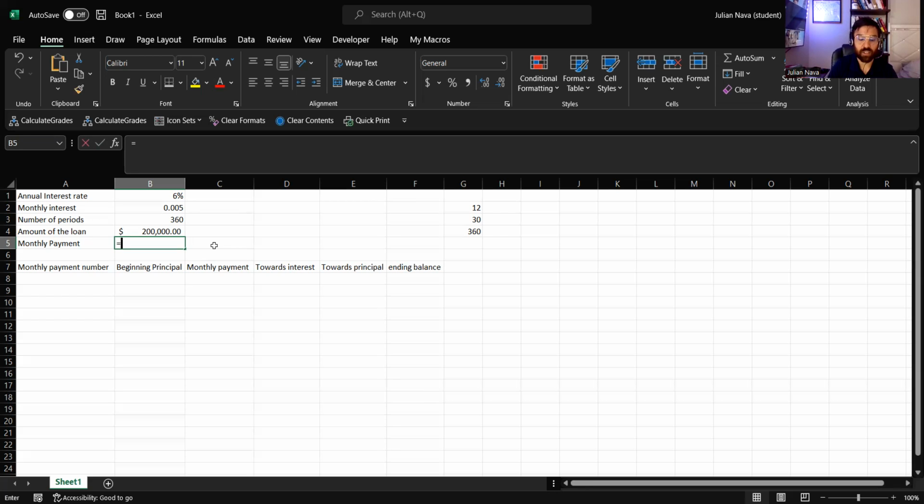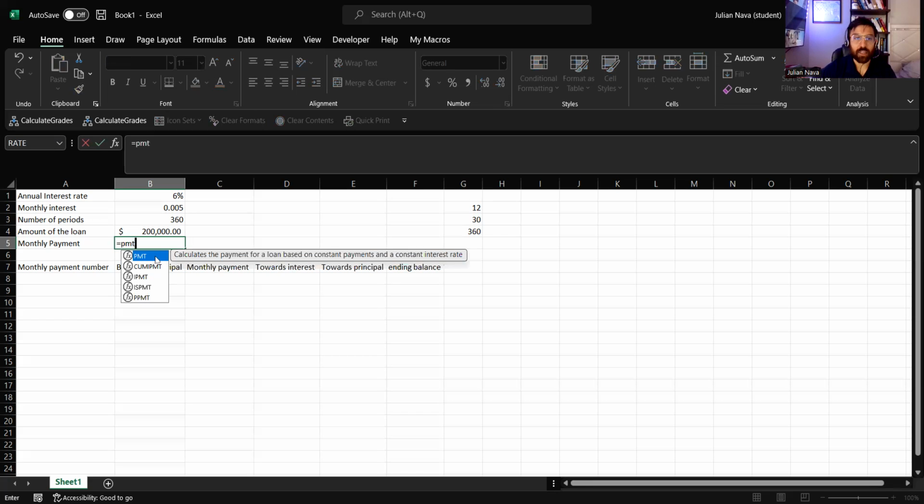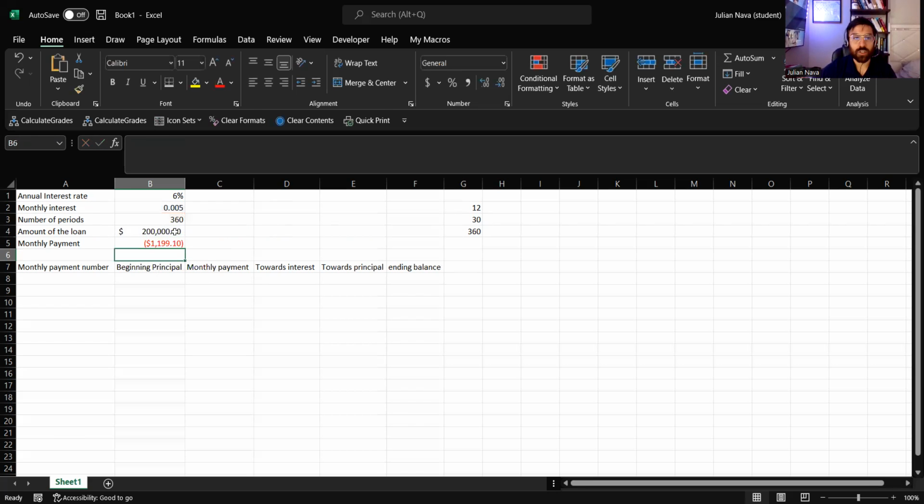And then this is how we calculate our payments. We calculate our payments by going by the rate, by the number of periods, 360 months, by the present value of the loan. So this is what our monthly payments are going to look like.